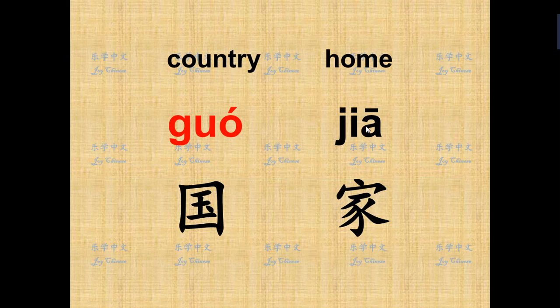This is a word. Next one, we learn a combination of g and uo, second tone. Guó. It means country. And we have learned 家, which means home or family. We usually combine these two together. 国家 also means country.